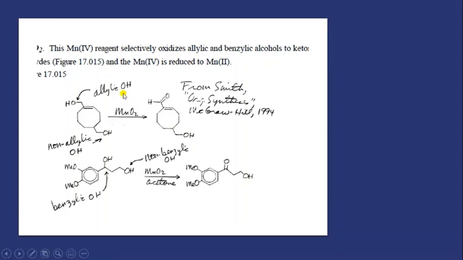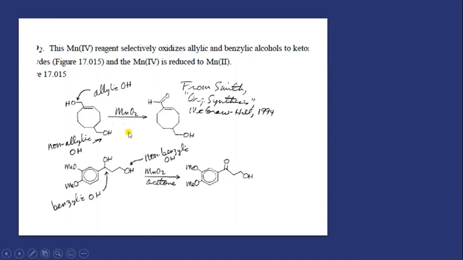Now, when you treat this allylic alcohol with manganese dioxide, you will observe no effect on the lower one, the one that is not allylic. But manganese dioxide will bring about the selective oxidation of the allylic alcohol, and this will change into the aldehyde. So you can see that.